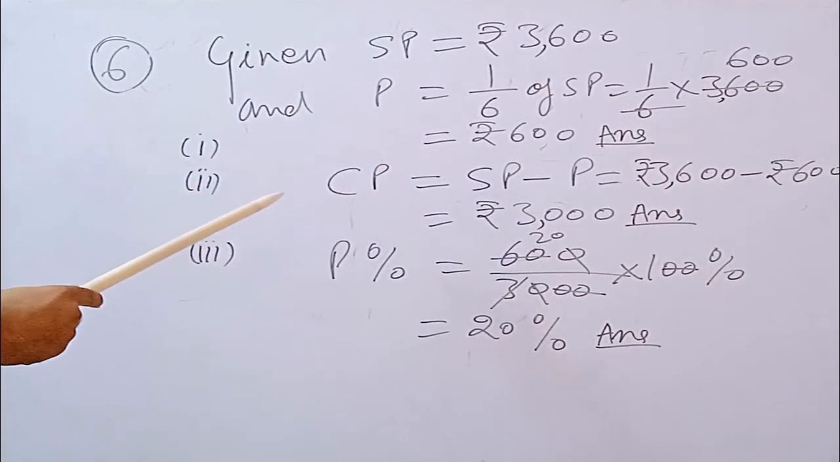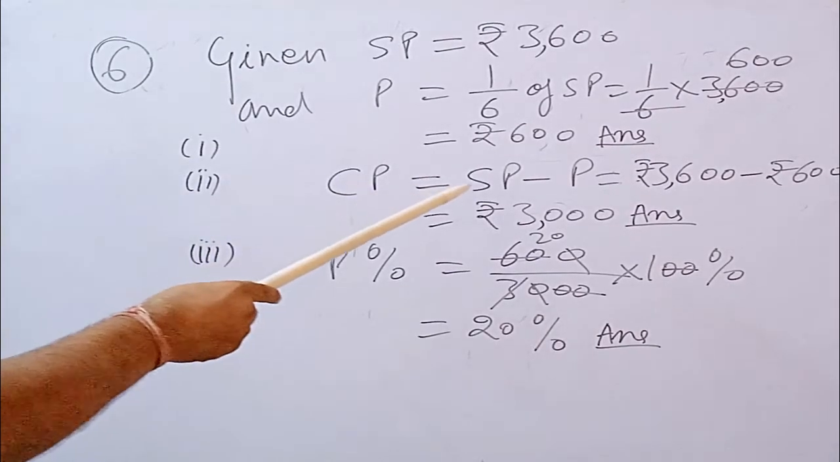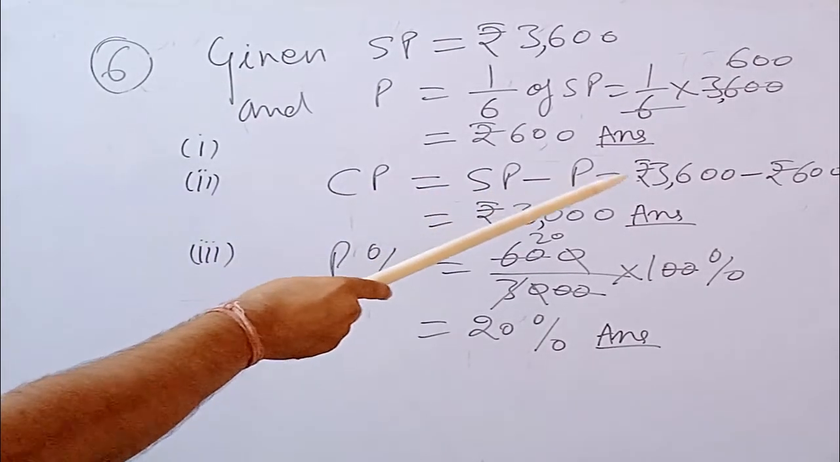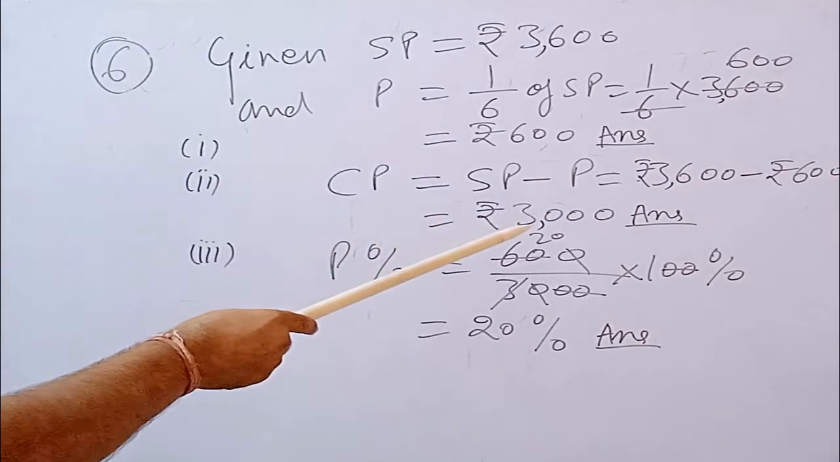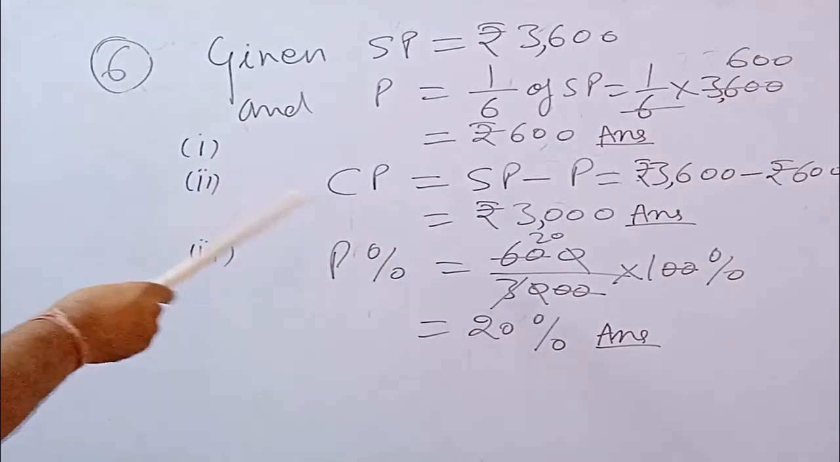Now we have to find out the cost price. Cost price is selling price minus profit, that is 3600 minus 600, that is rupees 3000. So that is the answer of the second part.